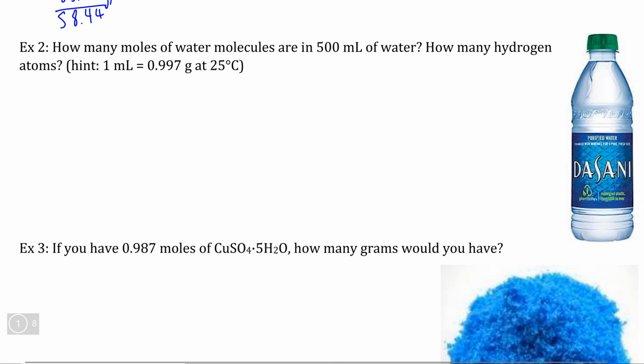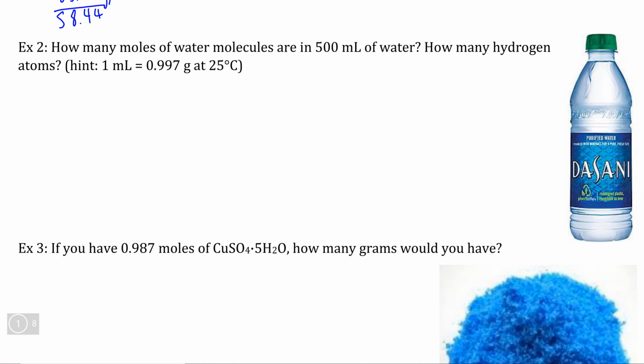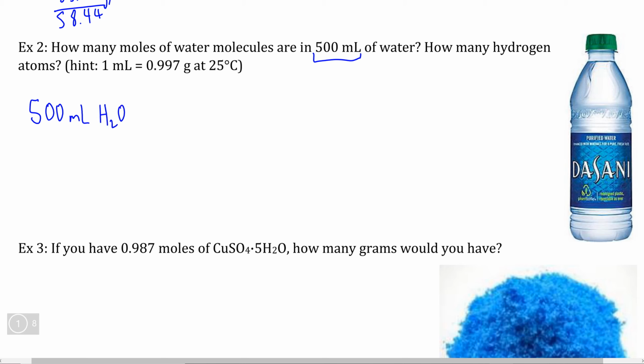So let's say we're dealing with a measurement that you don't normally associate with mass. Let's say that we don't want to weigh this bottle of water, but we know that there are exactly 500 milliliters of water in this bottle of water. So this time we're starting with 500 milliliters of H2O.